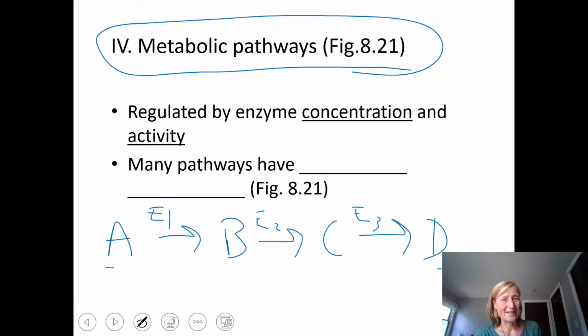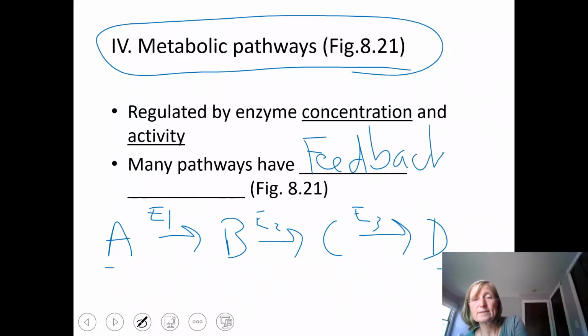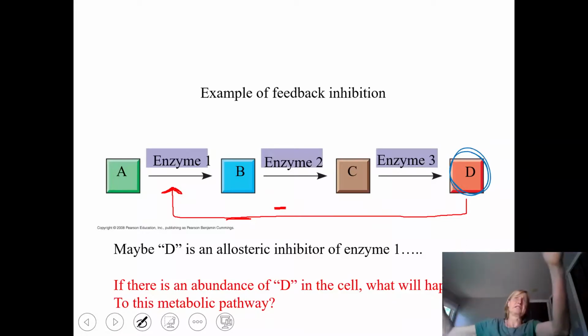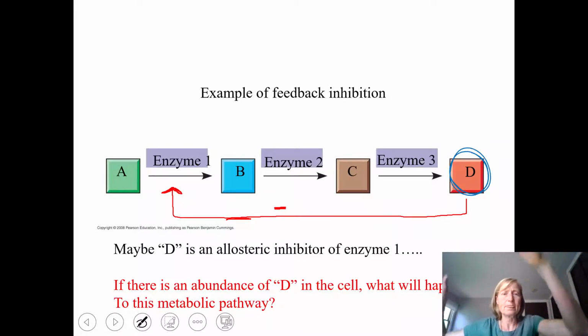Metabolic pathways are regulated by enzymes, by their concentration and by their activity level, whether they're active or not, right? And many of our metabolic pathways have what's called feedback inhibition. Let's check out what feedback inhibition means. Here's my drawing of that fake metabolic pathway that we were just talking about. Now, let's say that a cell wants to make D, and wants to make a certain amount of D. You don't want to make a ton of D, but you need to make enough. Okay?